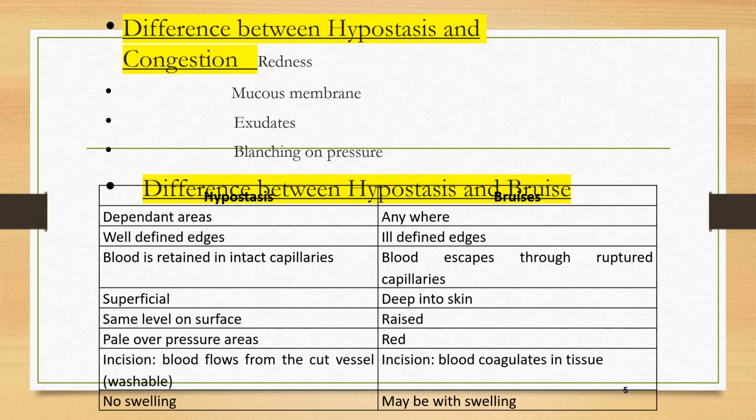And blood is retained in the intact capillaries. However, in bruises blood escapes, so we will not see that sort of thing which is there in hypostasis. It is superficial, and in bruise it is deep into the skin depending on the trauma. And when you remove the blood, the hypostasis area will show paleness underneath, and bruise will have redness.